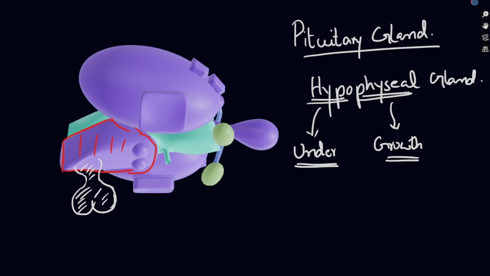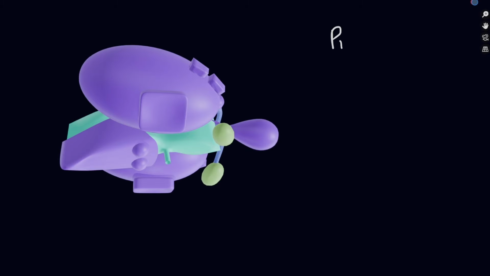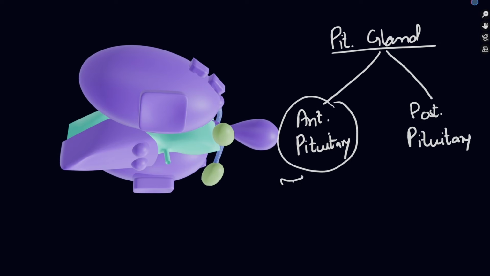Now pituitary gland mainly in humans has two parts. The anterior pituitary, which is of course lying anteriorly, it is the anterior lobe. It is also called anterior lobe of pituitary gland. And we have posterior pituitary. Now anterior pituitary is actually the true gland, and this is not a true gland. This is a false or pseudo gland.